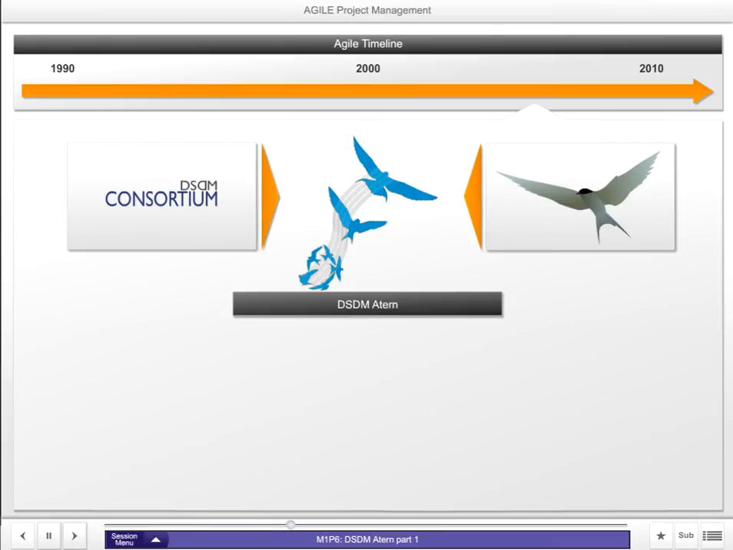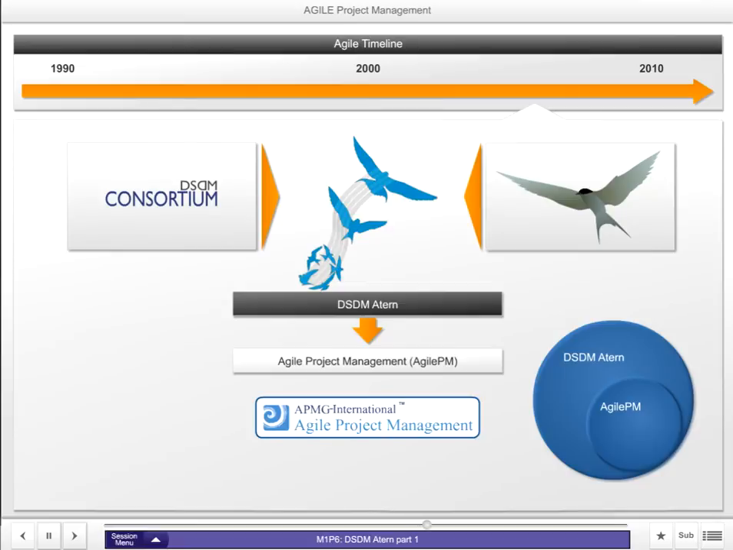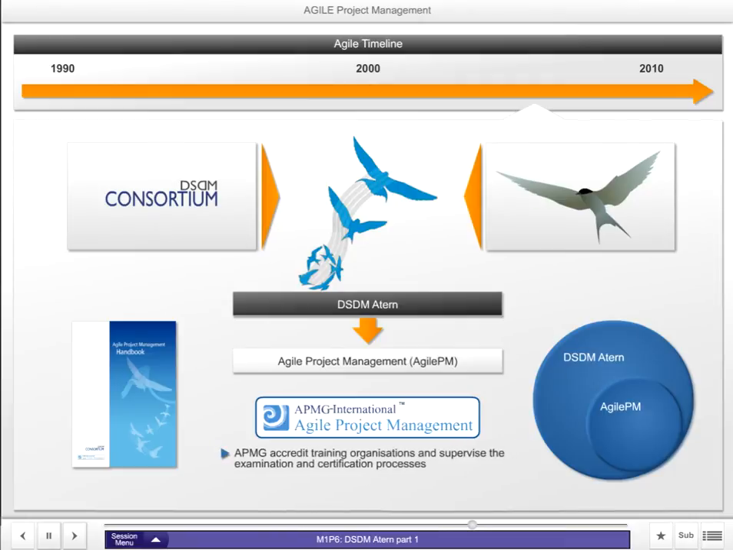In 2010, the DSDM consortium decided to extract the exclusively project management-related parts of the DSDM Tern method and launched Agile Project Management, or Agile PM to give it its trade name. They worked in collaboration with APMG International to produce the Agile Project Management Handbook, and it is APMG who accredit training organizations and supervise the examination and certification processes.